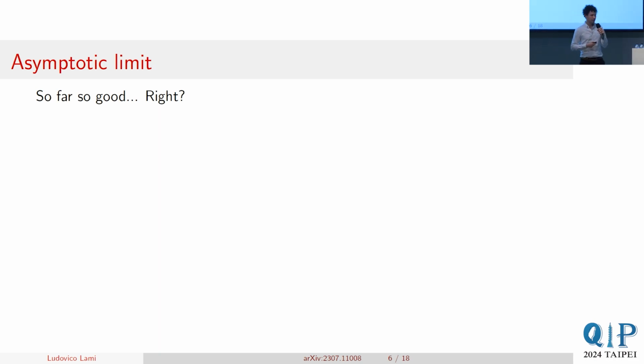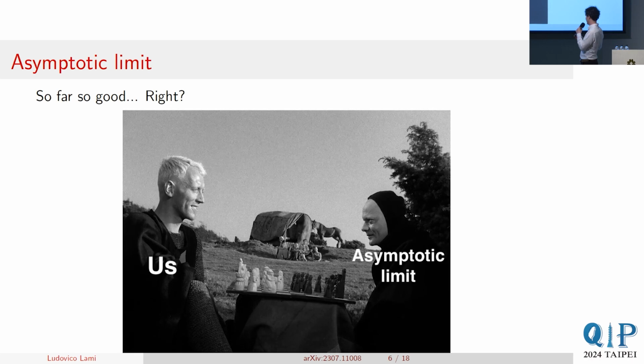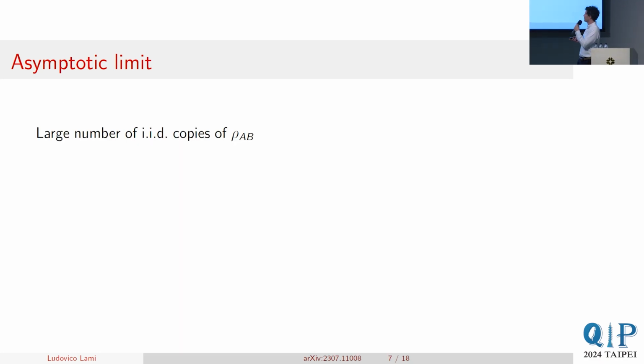The problem is that the way I think of quantum information theory, it's always like a very dangerous chess game against a very powerful adversary, which is the asymptotic limit. Then I thought immediately of this movie, which is The Seventh Seal. If you haven't seen it, go watch it. It's much better than my talk. Anyway, this guy is Death, and this guy, the main character, is playing a dangerous chess game, as you can guess.